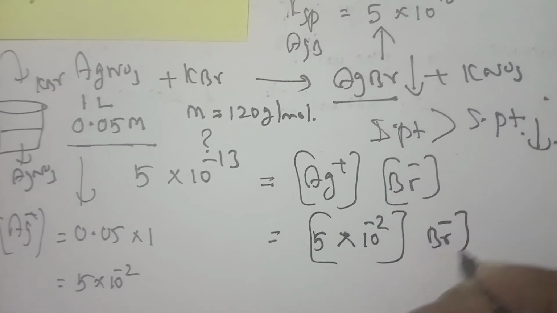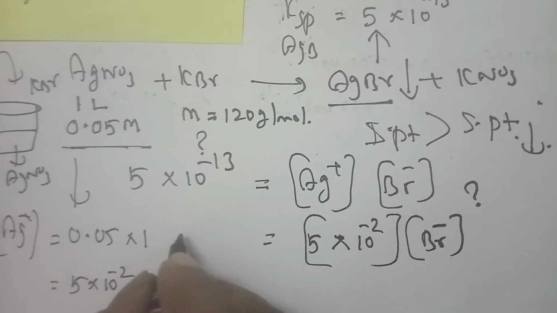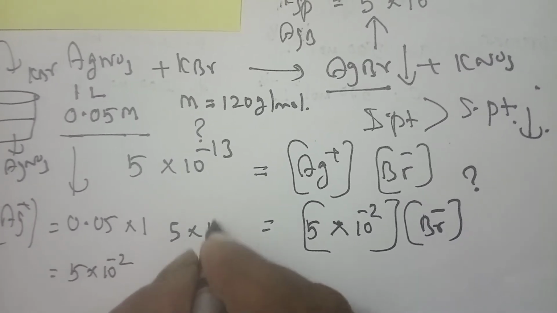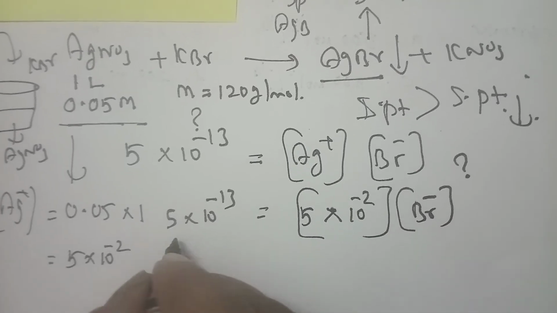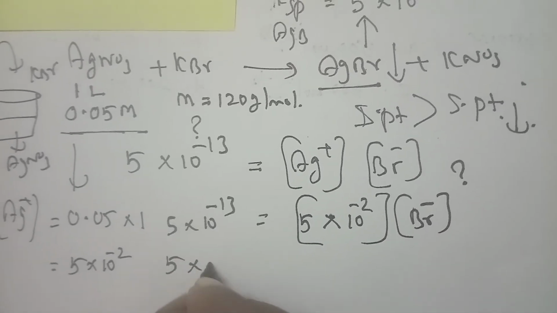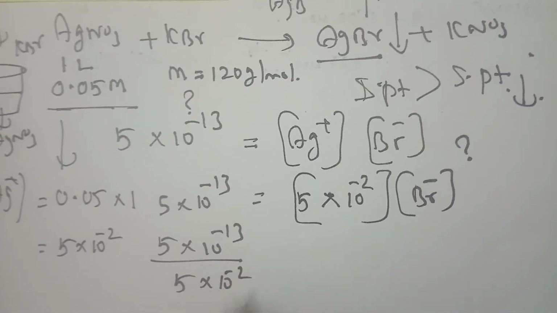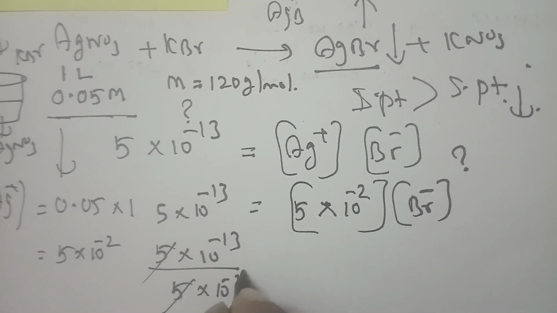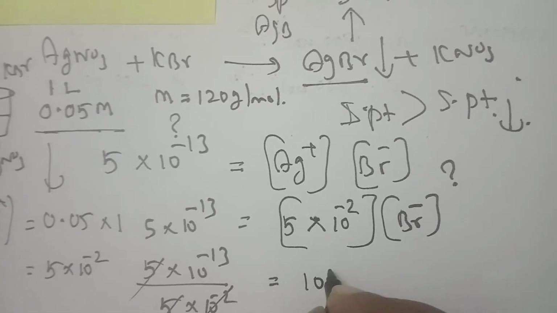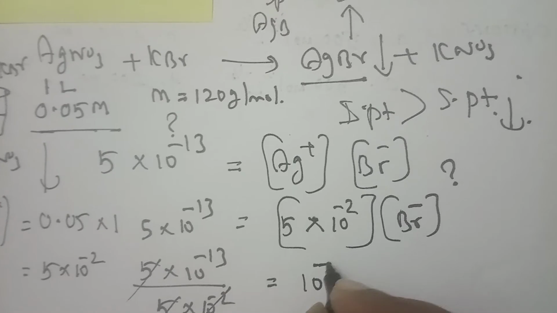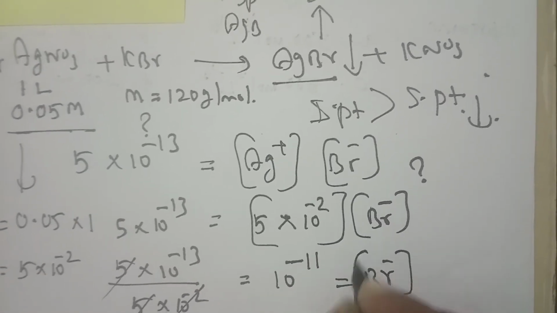Bromide ion concentration we should calculate. Here the solubility product is given, 5 into 10 power minus 13. So bring this to the other side: 5 into 10 power minus 13 divided by 5 into 10 power minus 2. The 5s cancel, and minus 2 becomes plus 2 on division. On cancelling, you will get 10 power minus 11. That is the concentration of Br minus.